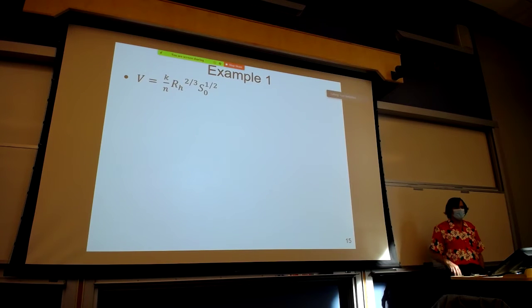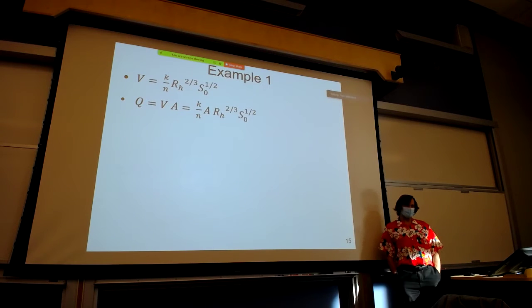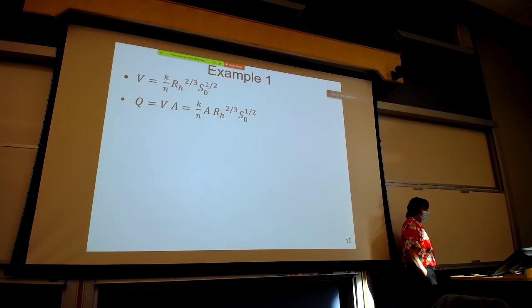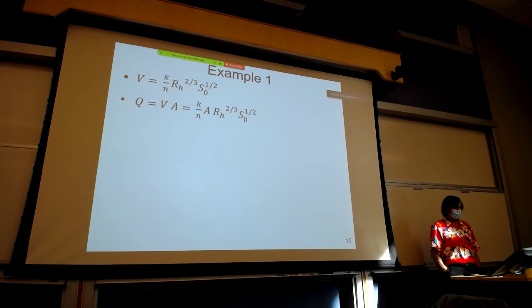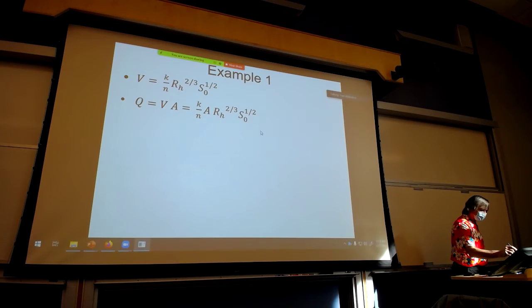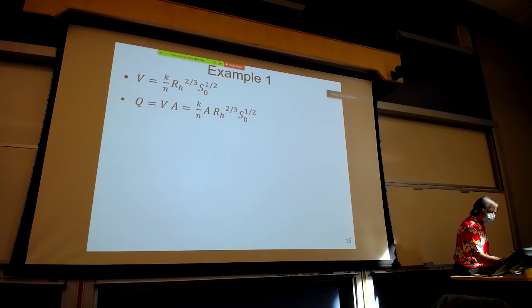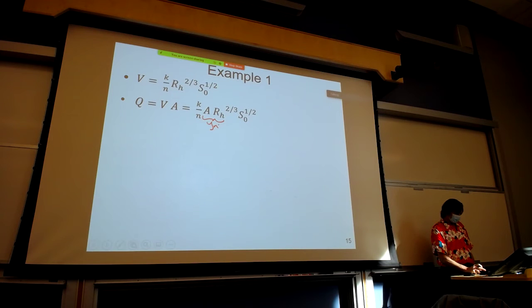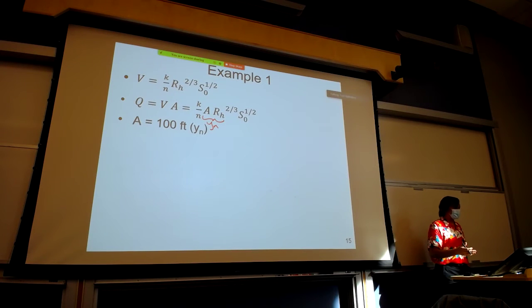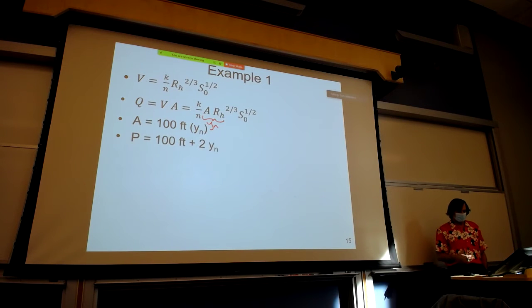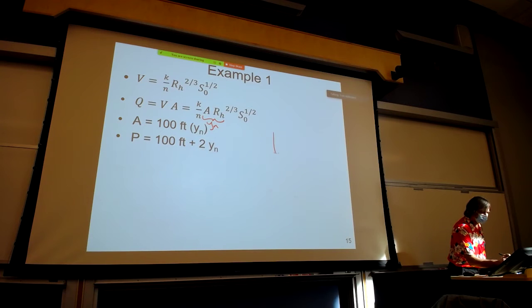So we're going to use the Manning equation, and just like last class, we can multiply both sides of that equation by the cross-sectional area. And so now we have the Manning equation in terms of discharge, and if you recall in the problem, you were given the discharge. We want to know the depth of flow, and the depth of flow is contained here. So the area is 100 feet times Yn. That's the cross-sectional area.